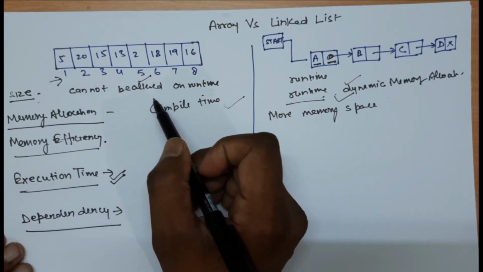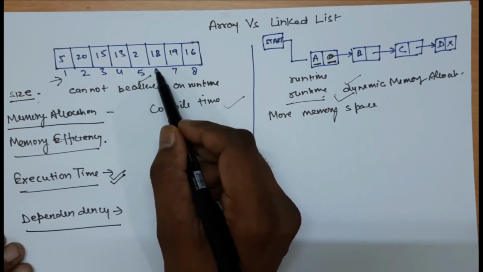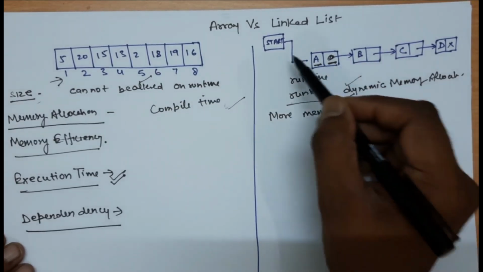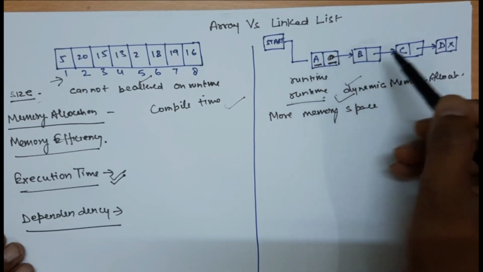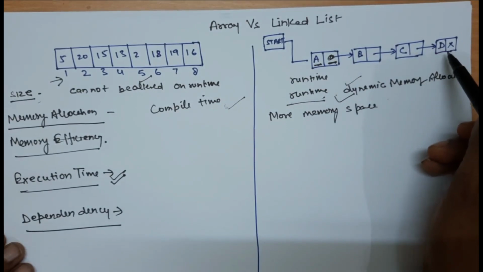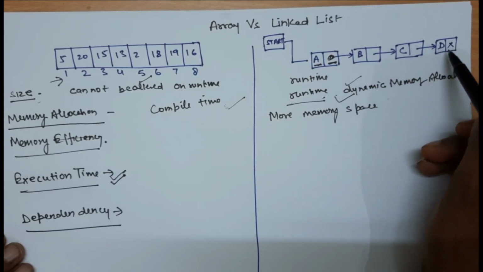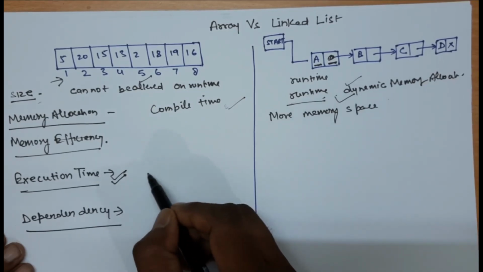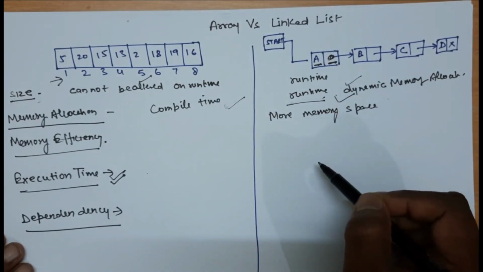In case of the array, we can randomly access any element of the array with the help of the index. But in case of the linked list, we have to start from the first element and perform the whole traversing up to the desired element. Meaning we cannot randomly access any middle elements in case of the linked list. So definitely we can say that execution time in case of the array is less compared to the linked list.